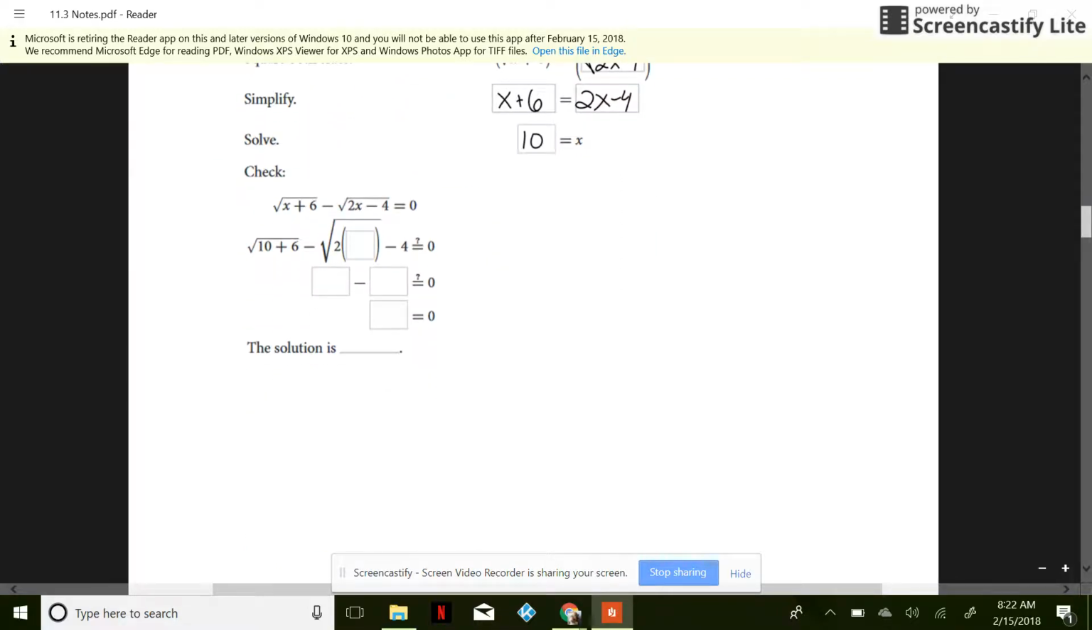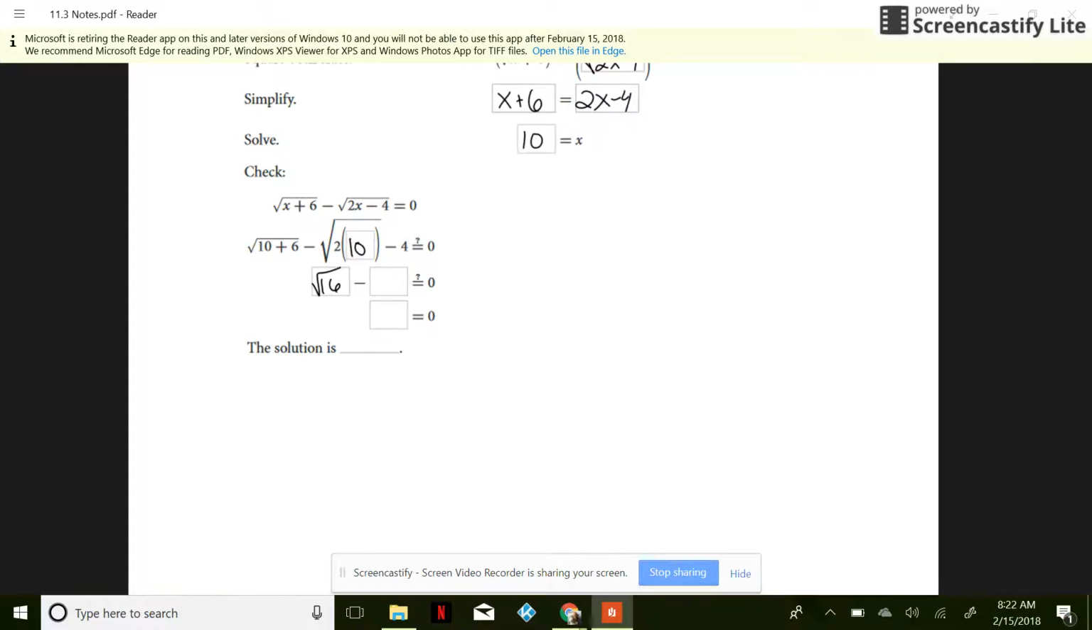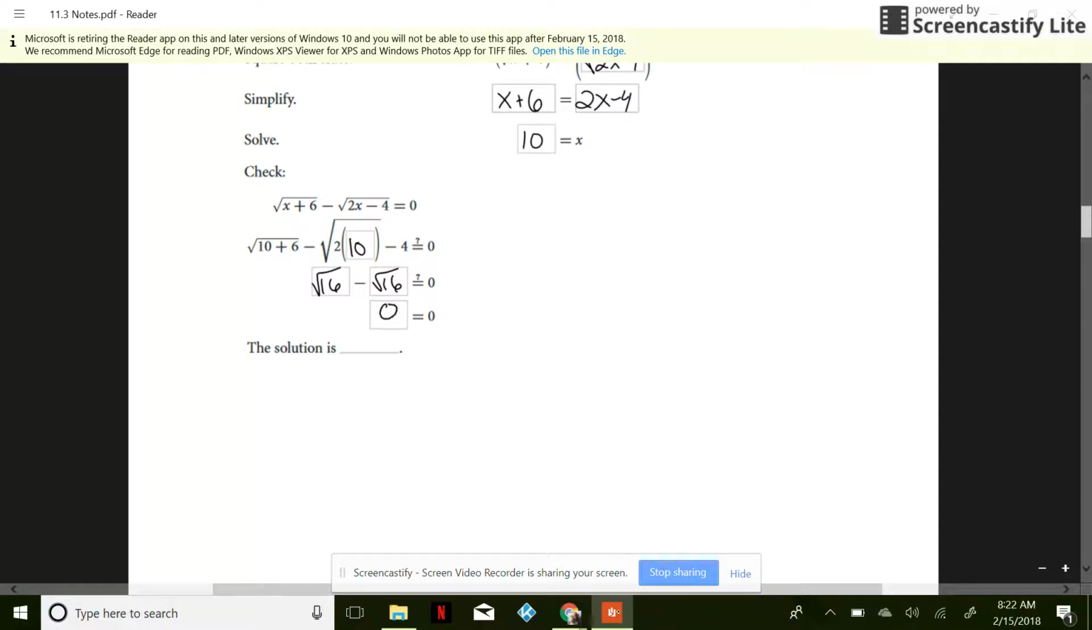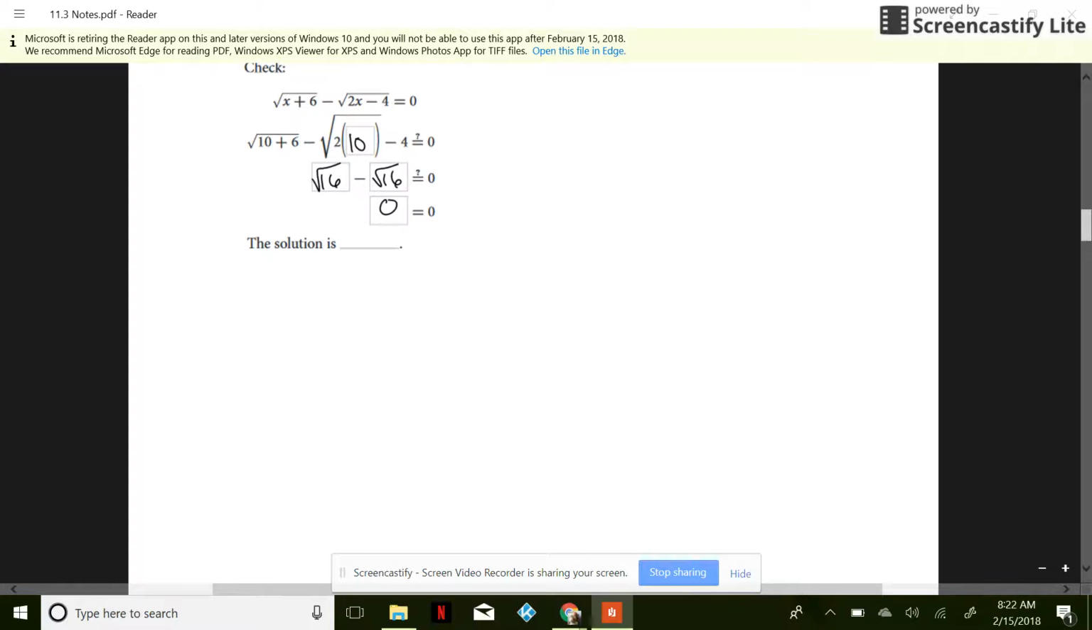Now typically if you're just getting one solution, you probably don't need to check. It's when we have two solutions that we might have an extraneous one, but when in doubt, may as well check it. So we have the square root of 10 plus 6, which becomes the square root of 16, minus the square root of 2 times 10 minus 4. So 2 times 10 is 20, 20 minus 4 is 16. So we're subtracting the square root of 16. Square root of 16 minus square root of 16 gets us to 0. So that means our solution works. It works in our check. So our solution is x equals 10.